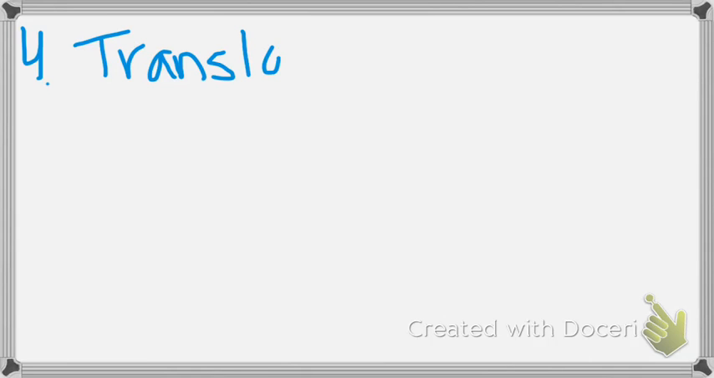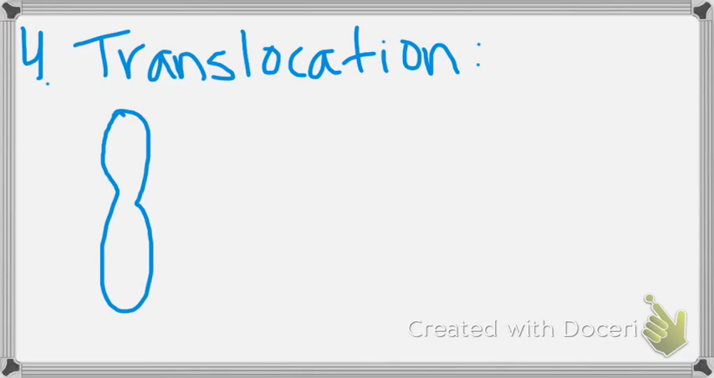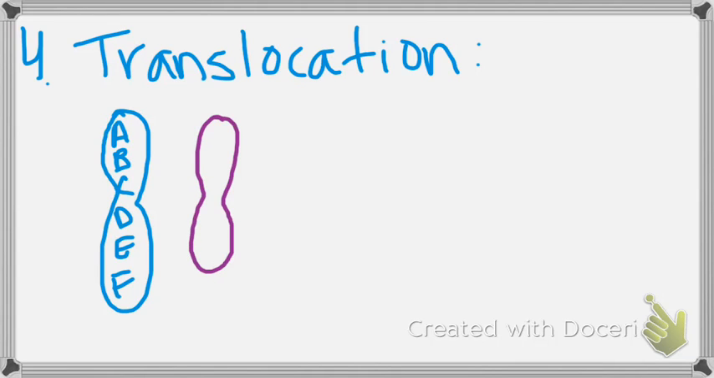The fourth type of chromosomal mutation is called translocation. Trans means we're moving somewhere, and location means we're moving to a new location. This is going to involve more than one chromosome. So we have our first chromosome here, which has our genes A, B, C, D, E, F. And we're going to have a second chromosome that's going to have genes G, H, I, J, K.